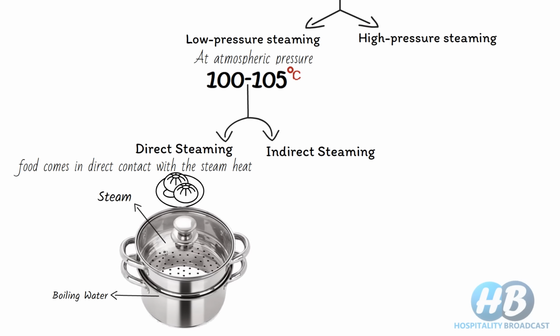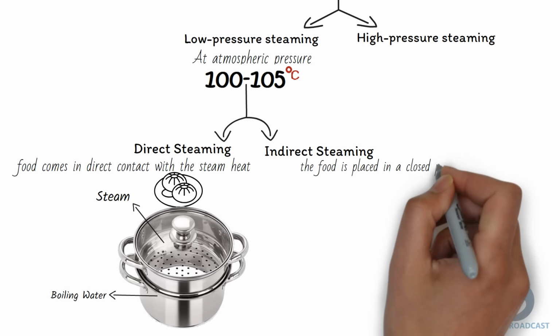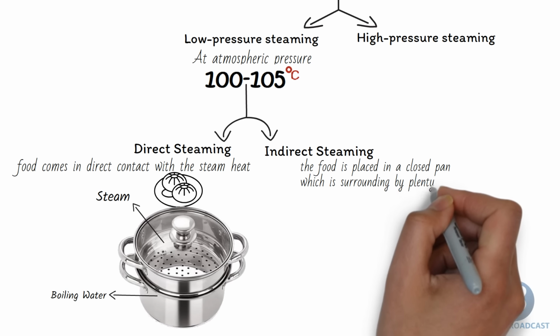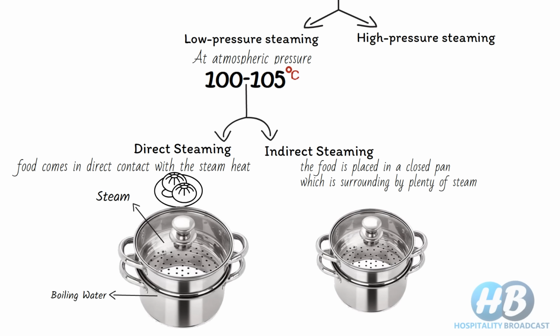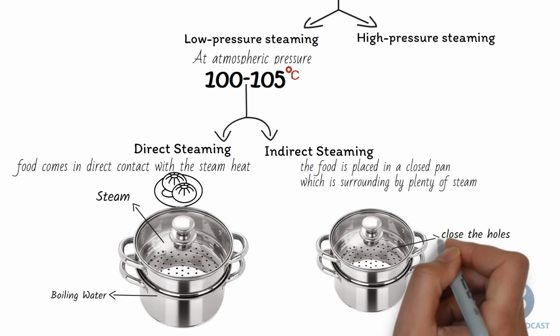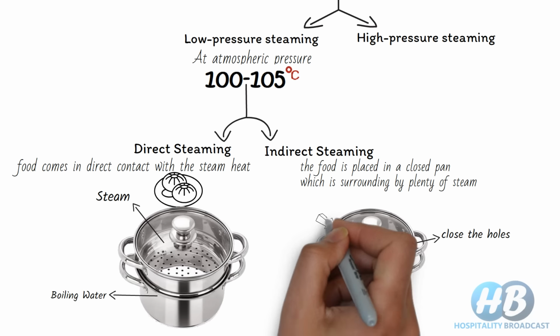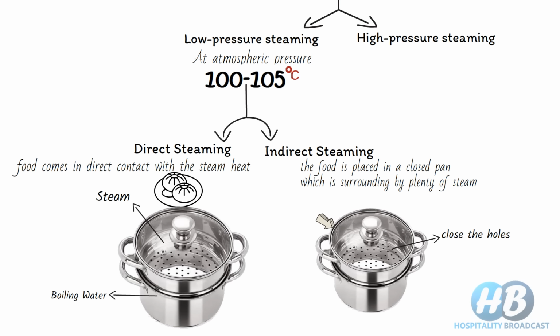Indirect steaming. Here, the food is placed in a closed pan which is surrounded by plenty of steam from the fast boiling water, and the food is protected from direct contact with steam to avoid water getting into the food. Take the same example we took in the case of momos. If we close the holes of the upper compartment and close the upper lid tightly or with grease paper or aluminium foil, then it will not allow the steam to get in touch with the food that is placed in the upper compartment. A chocolate pudding is usually prepared this way.